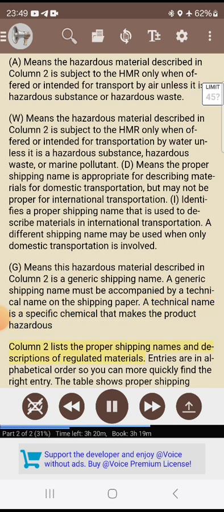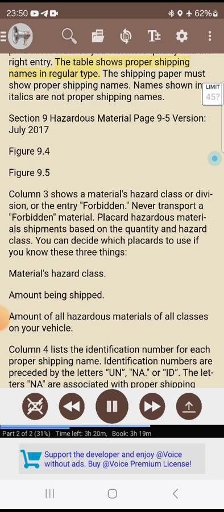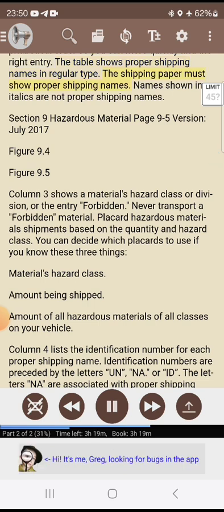Column 2 lists the proper shipping names and descriptions of regulated materials. Entries are in alphabetical order so you can more quickly find the right entry. The table shows proper shipping names in regular type. The shipping paper must show proper shipping names. Names shown in italics are not proper shipping names. Section 9 Hazardous Material, page 9-5, version July 2017.